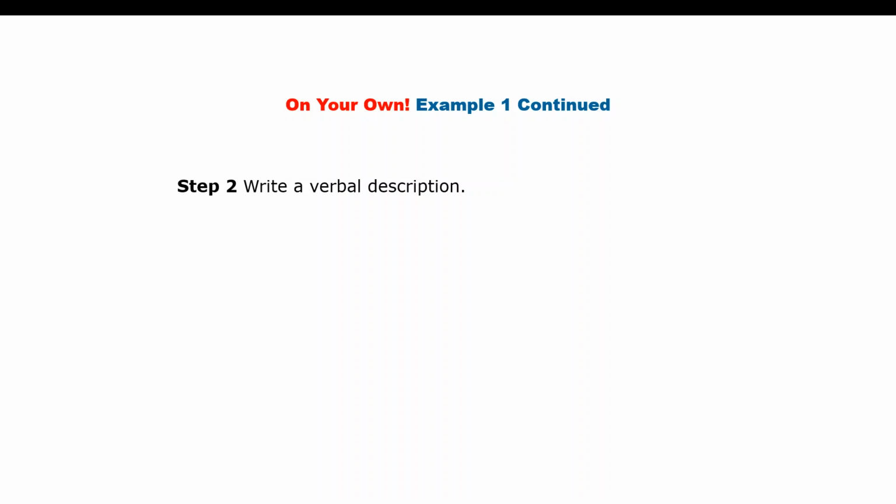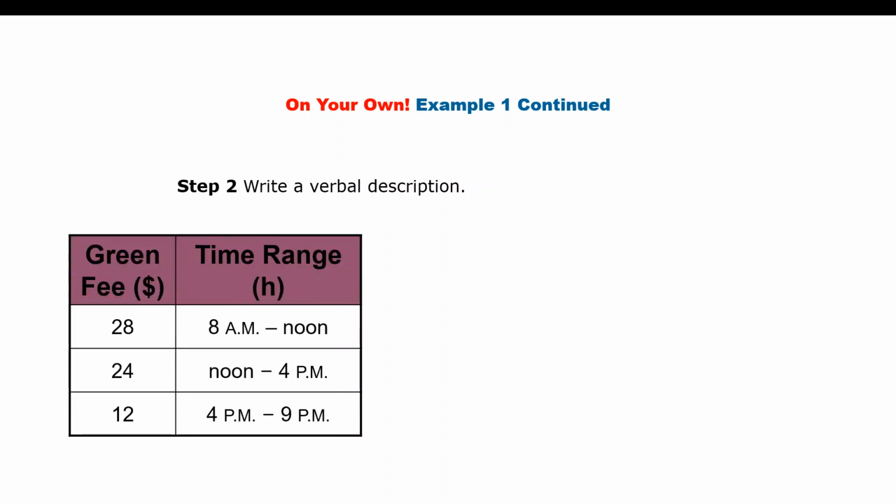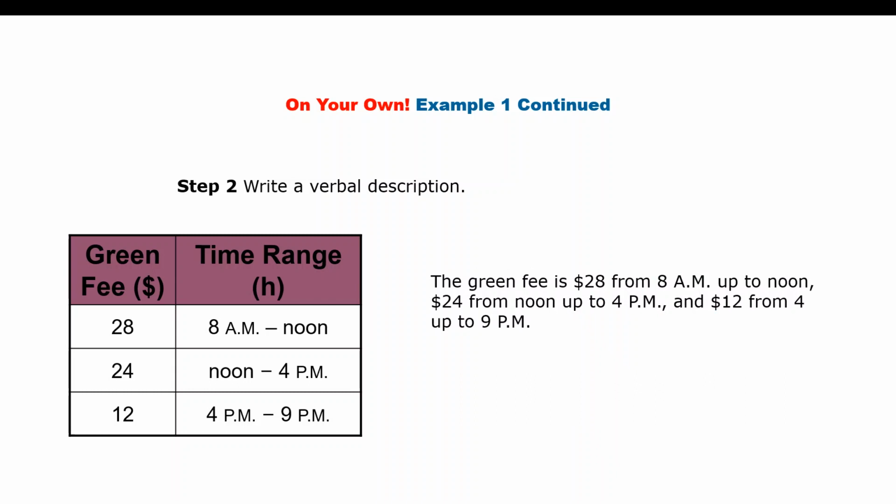Continuing with this, let's talk about our verbal description. Again, here's our table and our graph. The green fee is $28 from 8 a.m. up to noon, $24 from noon up to 4 p.m., and $12 from 4 up to 9 p.m.